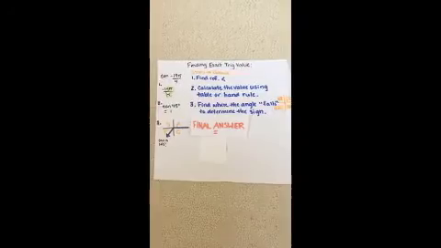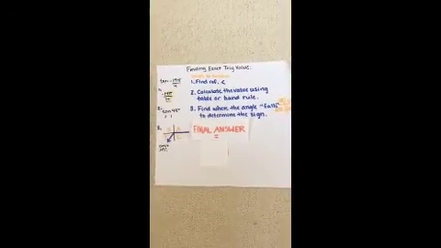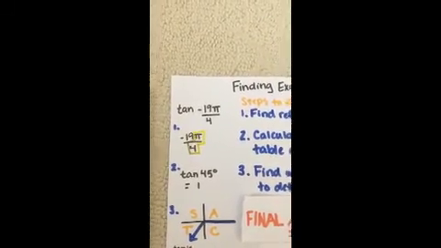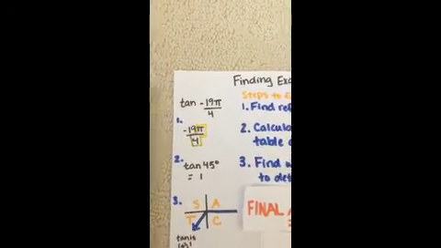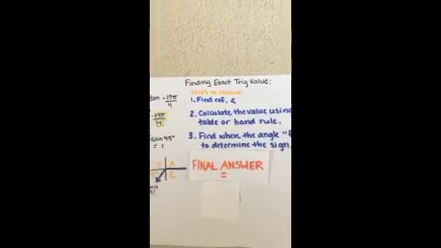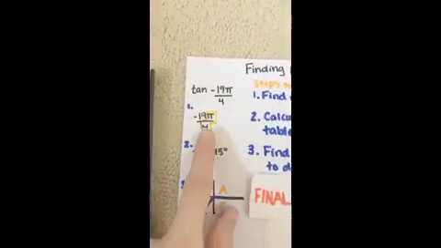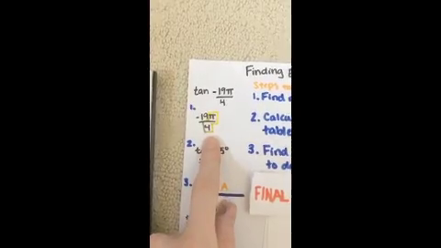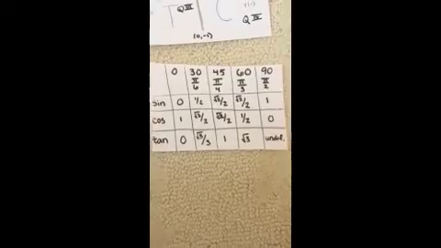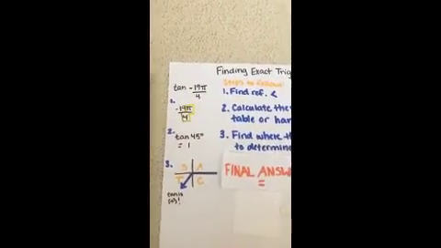Another problem you may be given on a test or quiz is finding the exact trig value, and they just give you an angle like this. So right here we are given tan negative 19 pi over 4. Here are some steps to follow to figure out this problem. The first thing you need to do is find the reference angle, which I had done right here. As you can see, I had highlighted pi over 4. And pi over 4 we know from looking at our little chart here is 45 degrees. So we know now the reference angle is 45 degrees.